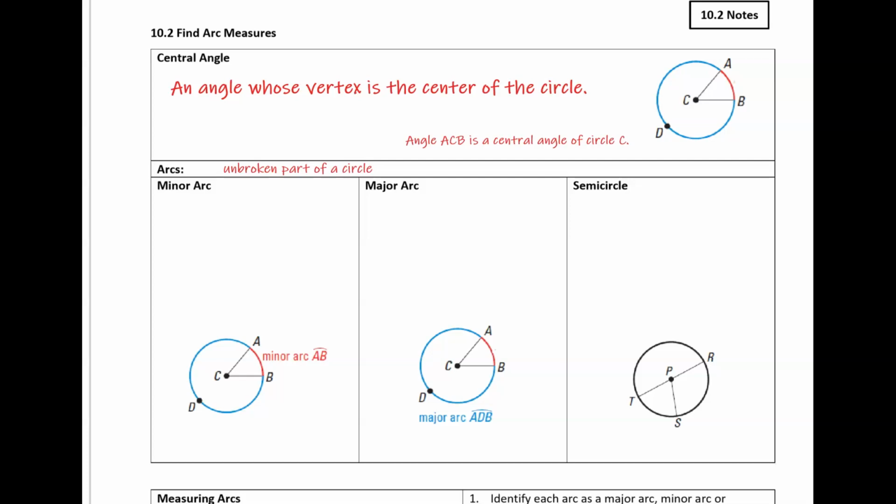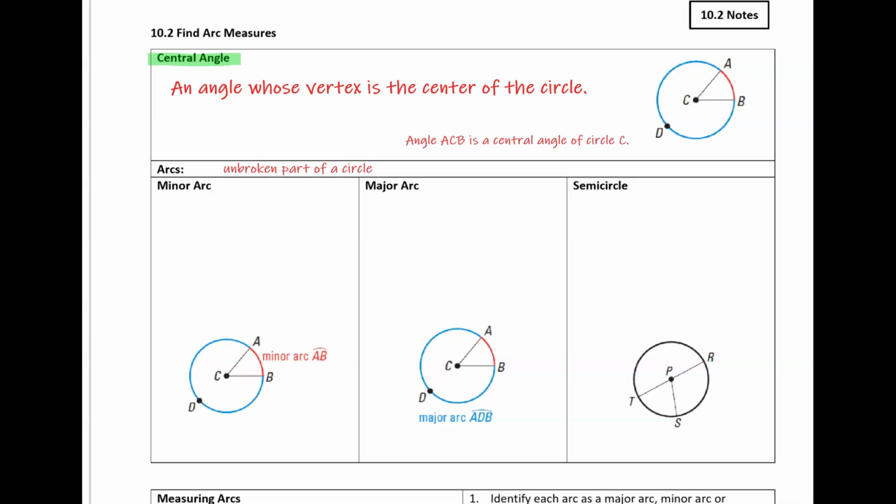In this video, we are going to be looking at 10.2 Finding Arc Measures. So the first thing we have to get through is a lot of vocab dealing with what is a central angle and what types of arcs we actually have. So the first thing we're going to look at is what a central angle is. So a central angle is an angle whose vertex is at the center of the circle.